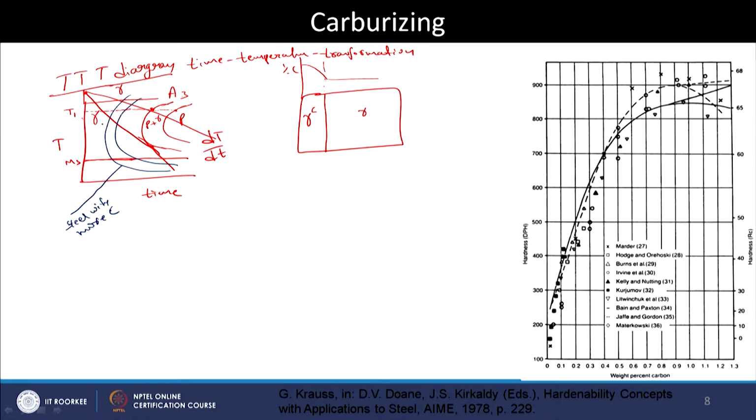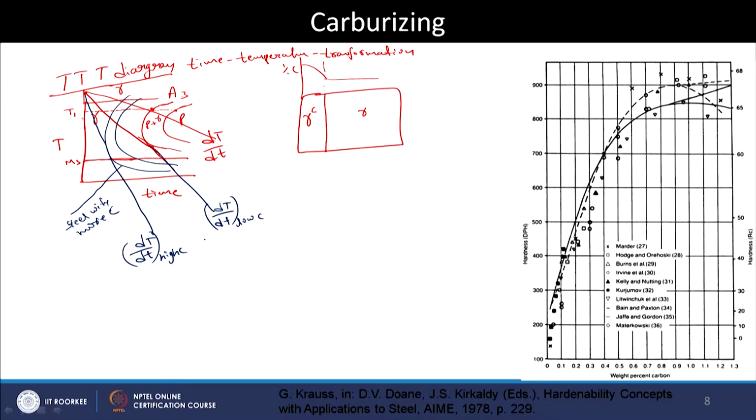the critical cooling rate, or the minimum cooling rate to produce the martensite, is this one. This is dT by dt for low carbon, and this provides the dT by dt for the high carbon.